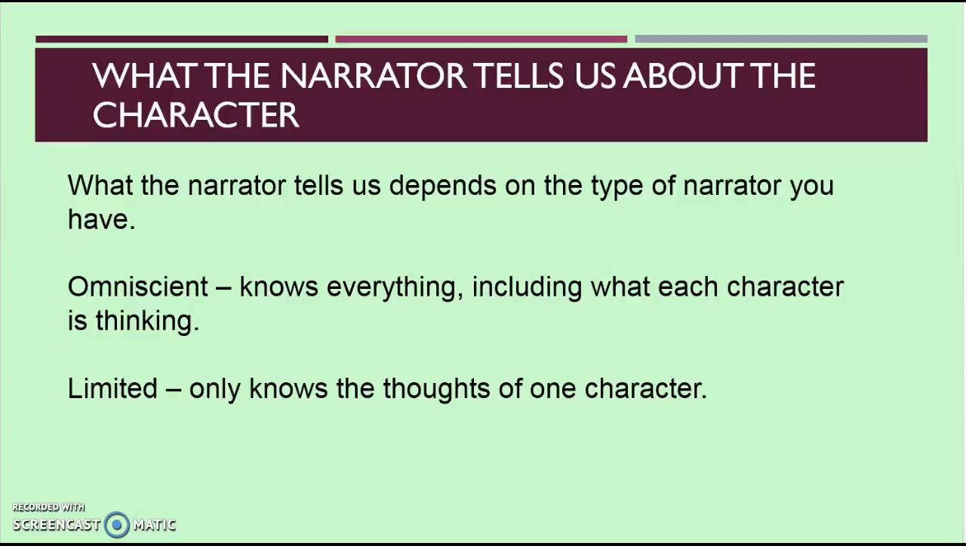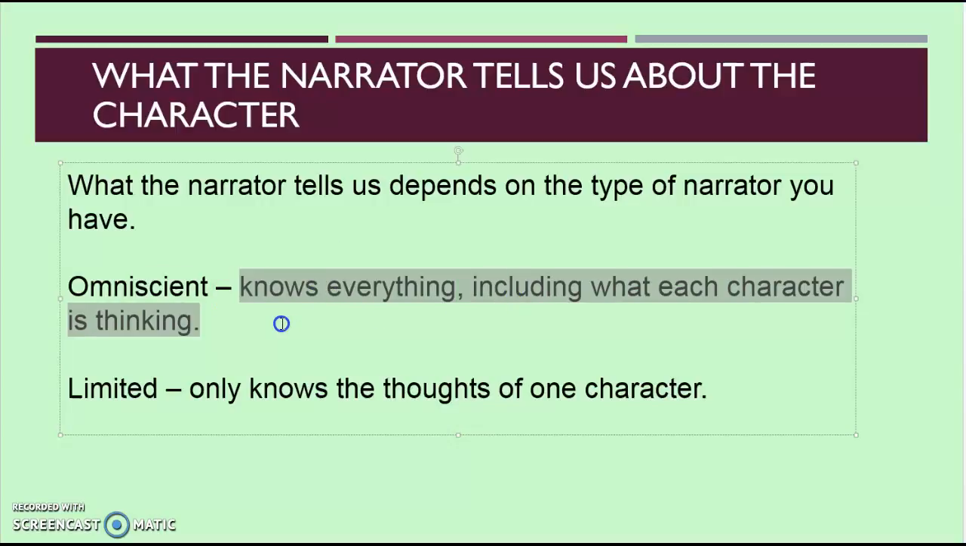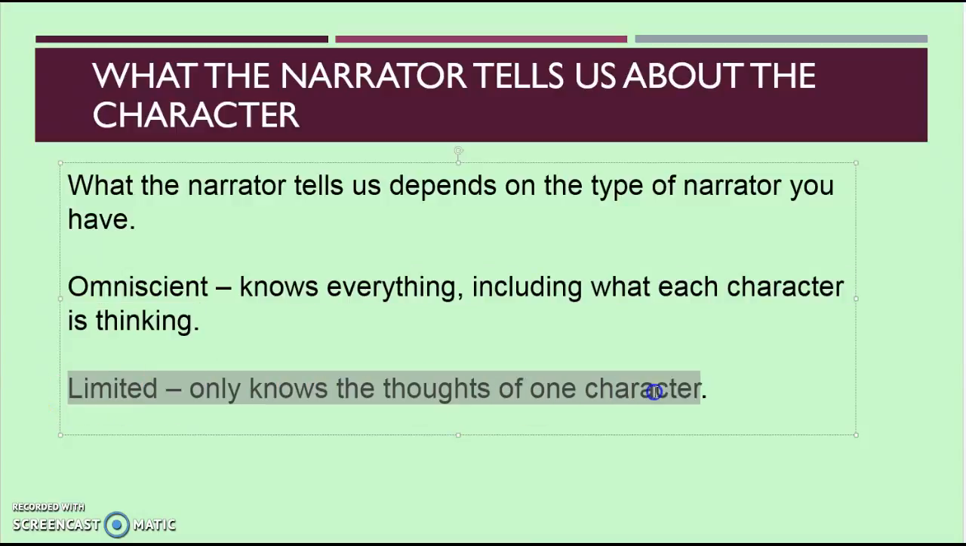What the narrator can tell us also depends on the type of narrator you have. As well as narrators, some being reliable but we can trust, some being unreliable but we can't trust, we also have two other types of narrators, which are omniscient and limited. Omniscient means all-knowing. Omni means all, scient means knowledge or knowing. So this narrator knows everything, including what every character is thinking. When you're writing your story, you might have a limited narrator who only knows the thoughts of one character. So this narrator can only go into one character's head rather than all the characters. Either would be fine for a short story.